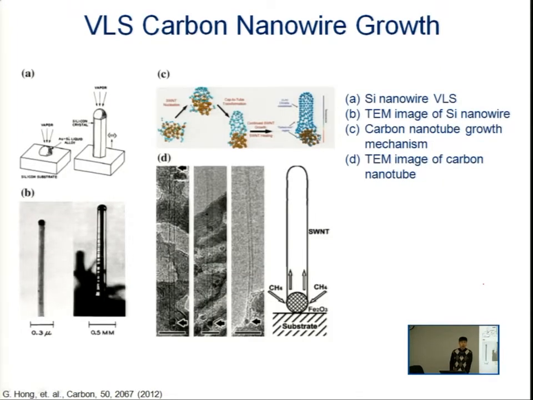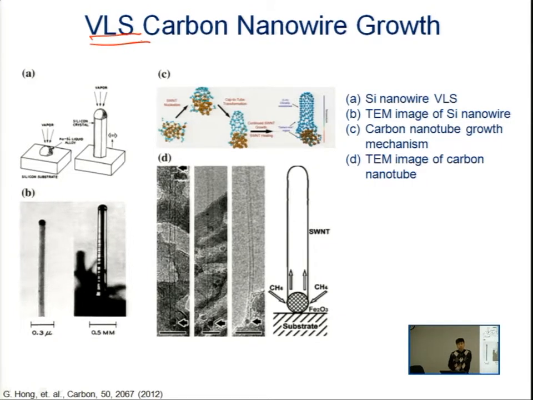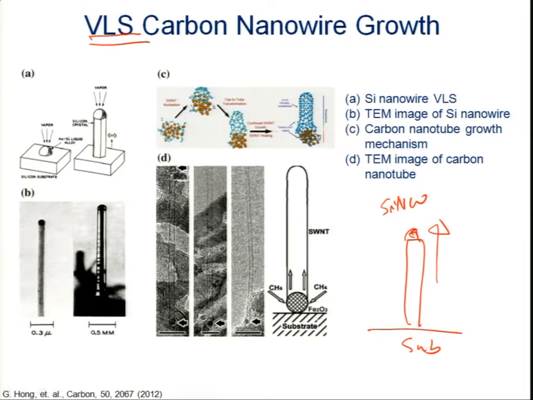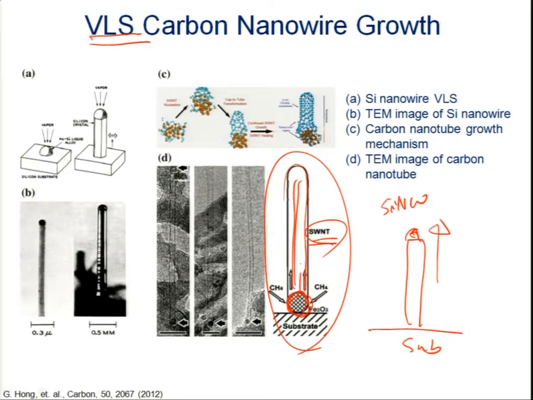We can grow a carbon nanowire using the same kind of techniques. The major difference between silicon nanowire and carbon nanowire is that, as the silicon nanowire grows, the catalyst material keeps moving upward. As you can see from this cartoon, the carbon nanowire is reversed. The catalyst stays on the substrate, and the grown carbon nanowire, this one is a single-walled nanotube, just grows like this. So the position of the catalyst is fixed. That's the major difference between silicon nanowire and carbon nanowire growth.